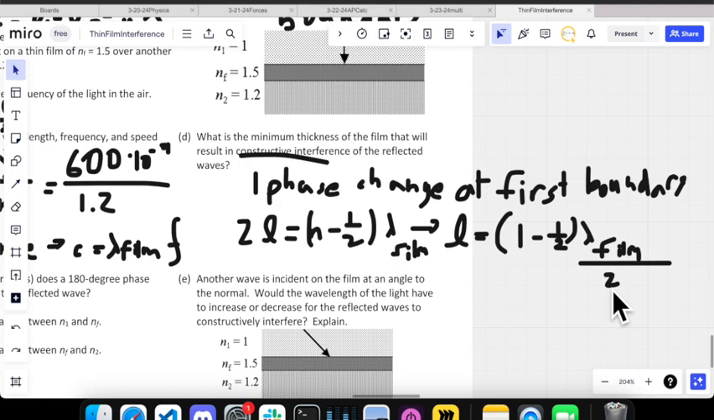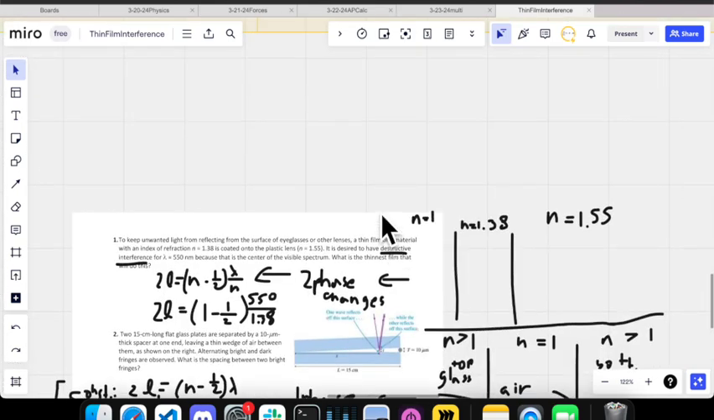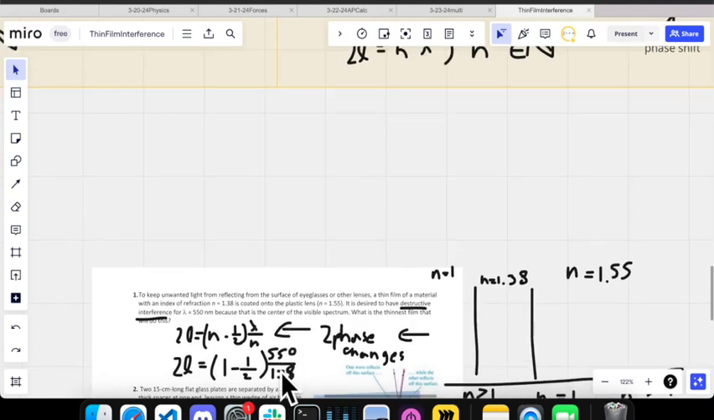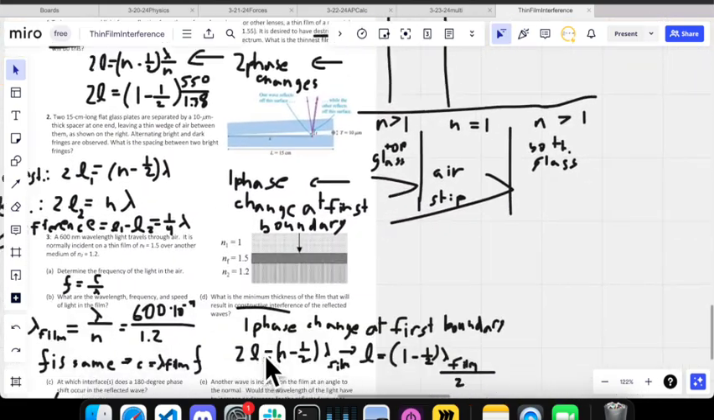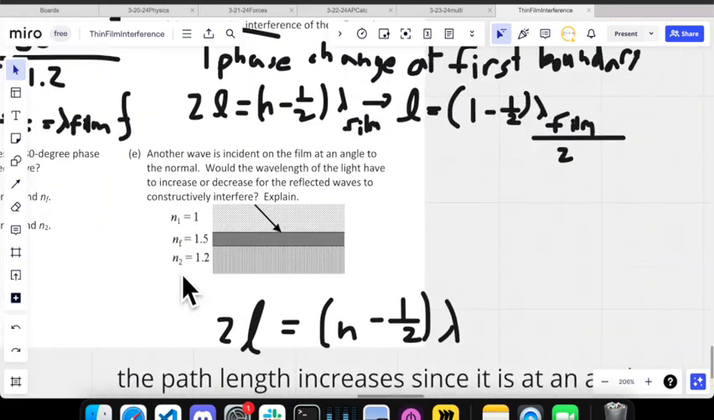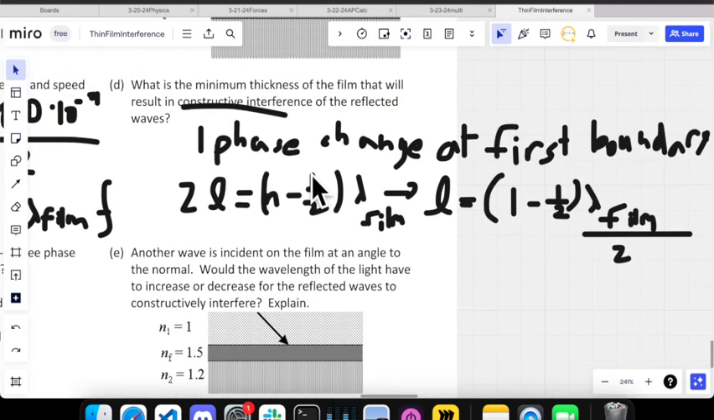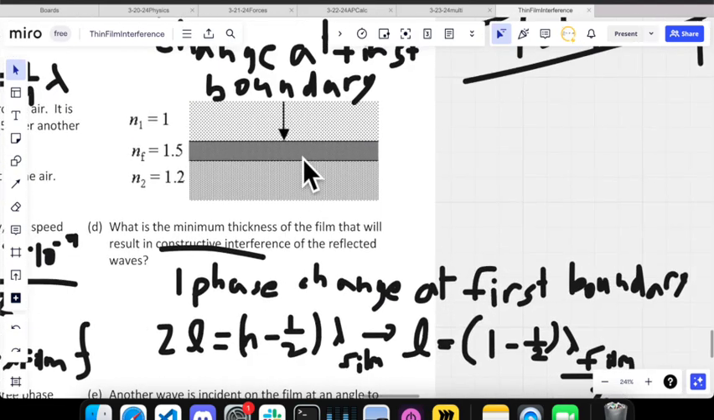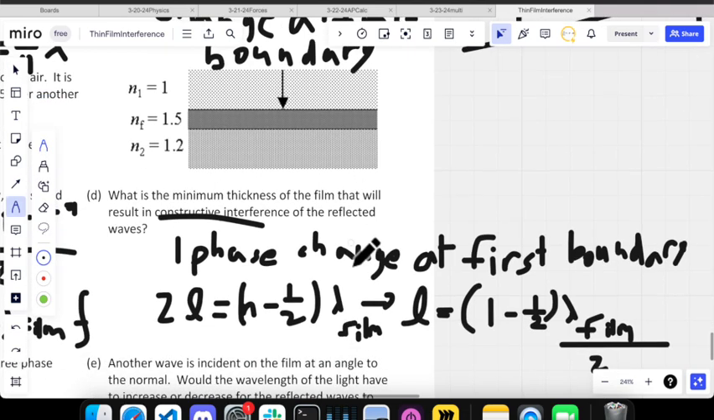Which actually I guess I didn't talk about, but what you want to do here as well, which is do lambda over n to find the film wavelength. Because what we're caring about is how the wavelength happening in here relates to the path length, and we can solve for that.